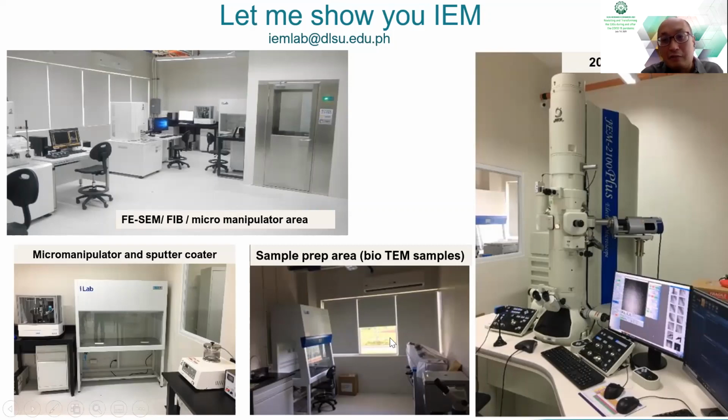And we have a separate room for preparing biological samples, which contains the ultramicrotome, some ovens, centrifuges, and some rotators for preparing resins for embedding the biological samples.